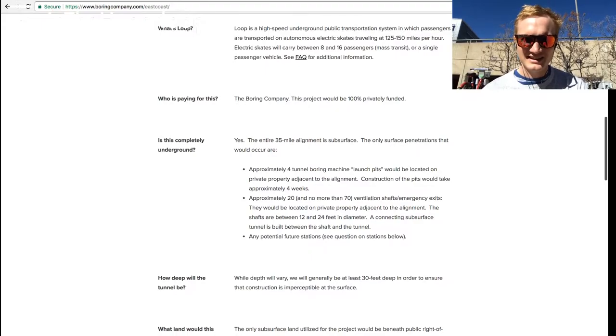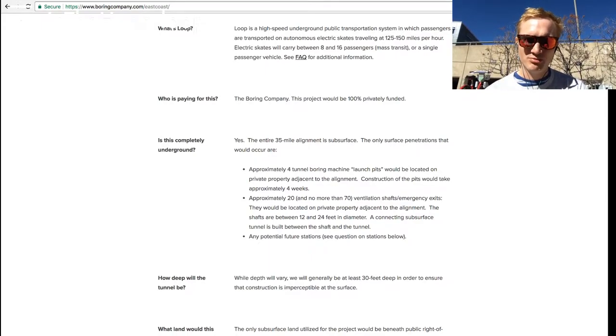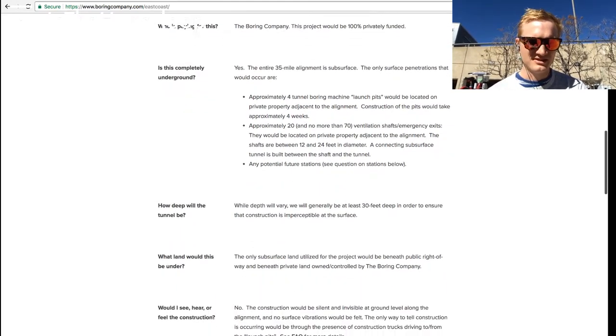And again, 8 to 16 passengers. The Boring Company would pay for this privately, which is interesting. We have not heard any ways of funding this project, except through flamethrowers and hats. And we haven't heard of any insurance risk funding or any other kind of exotic ways to fund this, so we'll stay tuned on that.